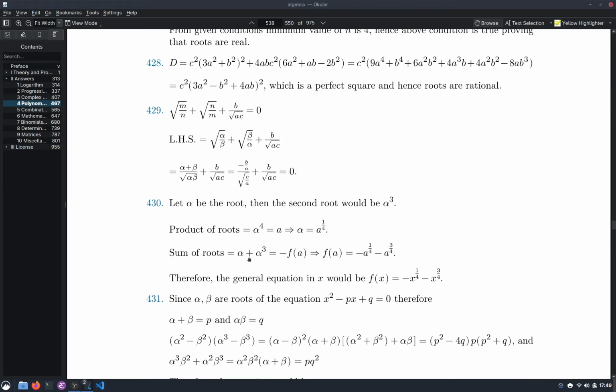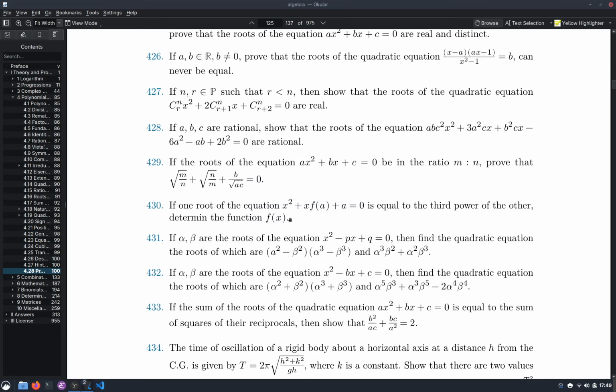Now the sum of roots is alpha plus alpha cube, that is minus f of a. So f of a is equal to minus a to the power 1 by 4 minus a to the power 3 by 4. Therefore, the general equation in x would be f of x is equal to minus x to the power 1 by 4 minus x to the power 3 by 4. That is what we had to determine, that is the function f of x.